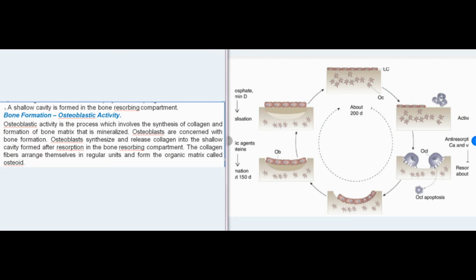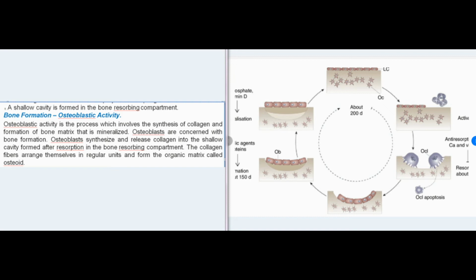Bone formation, osteoblastic activity. Osteoblastic activity is the process which involves the synthesis of collagen and formation of bone matrix that is mineralized. Osteoblasts are concerned with bone formation. Osteoblasts synthesize and release collagen into the shallow cavity formed after resorption in the bone resorbing compartment.